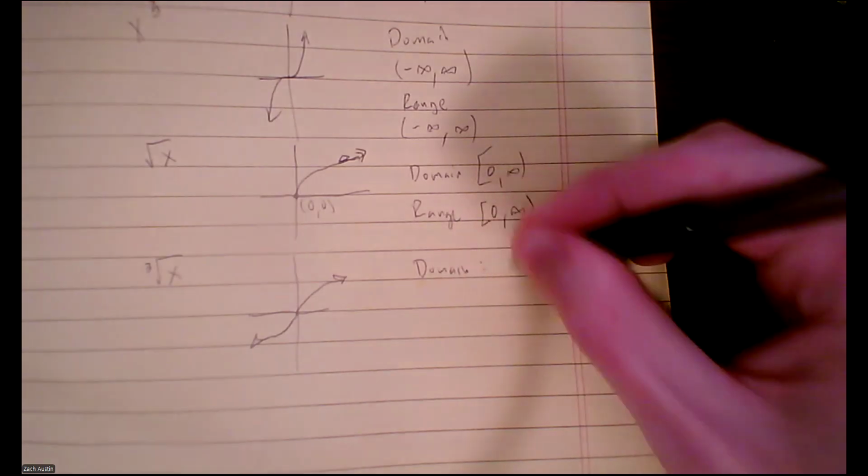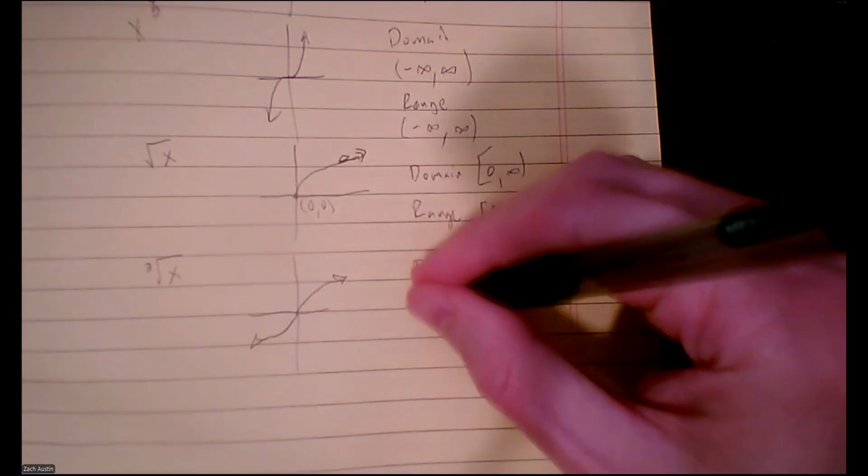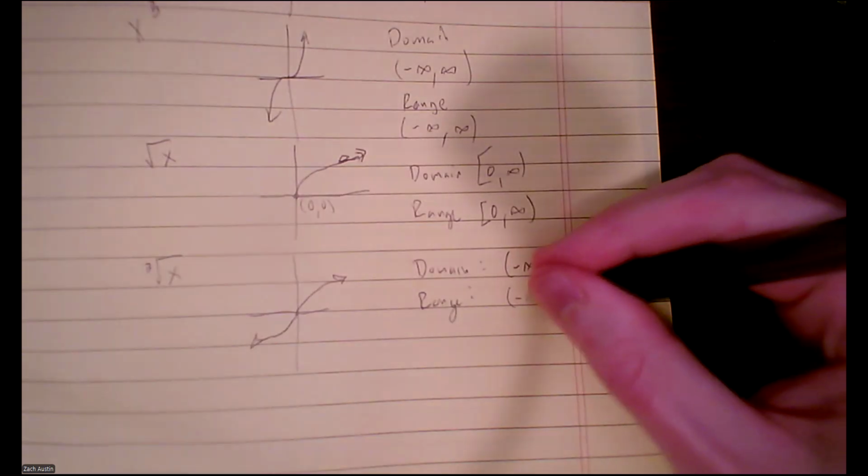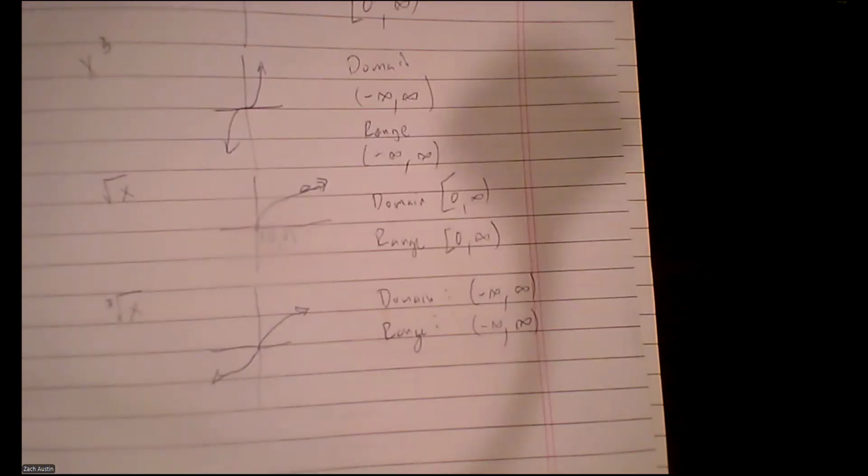Domain, we're going to go from left to right across. This one goes to the left forever, so it starts at negative infinity. Work our way to the right forever to positive infinity. Range, on the other hand, goes down forever, so it starts at negative infinity, and then goes up forever, so it goes to positive infinity. So you can put in whatever value you want for x, any real number works, and you can get out whatever number you want for y. Okay, all real numbers for both domain and range on that one.